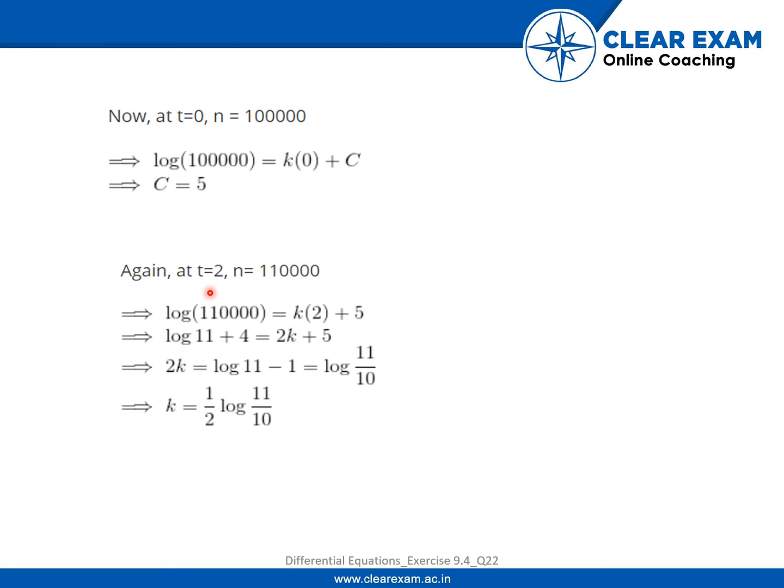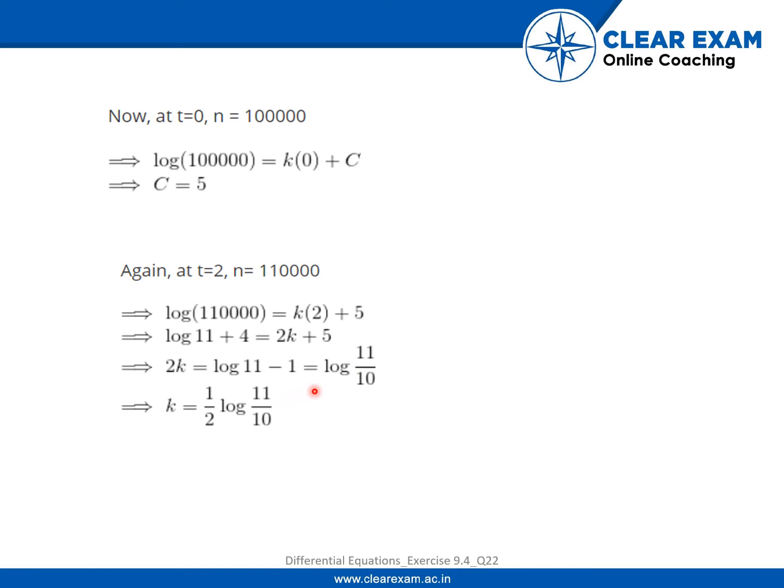Again, at t is equal to 2, n is equal to 110000. So log 1,10,000 is equal to k into 2, as t's value is 2, plus 5. So log 11 plus 4 is equal to 2k plus 5. 2k is equal to log 11 minus 1. So log 11 minus 1.